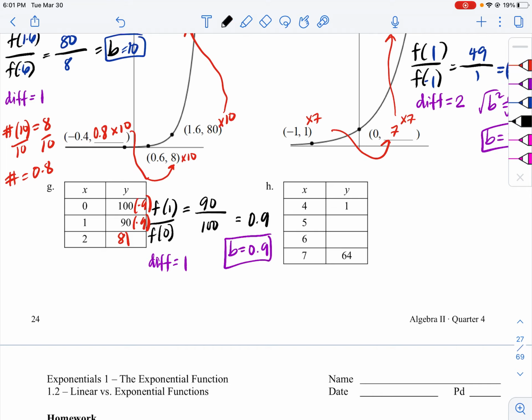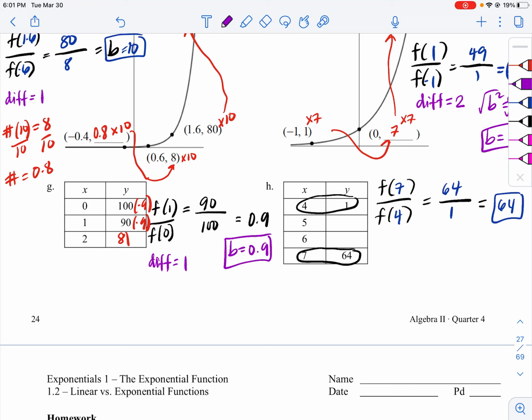Last steps. We have f of I don't know equals. Okay, so we don't have a choice. We are given this only and that. So the 7 has a bigger x value, so that goes on top. And then 64 and 1. So 64 divided by 1 is 64. And what's the difference? From 4 to 5, from 5 to 6, from 6 to 7, that's 3 units apart, right? So 1, 2, and 3.